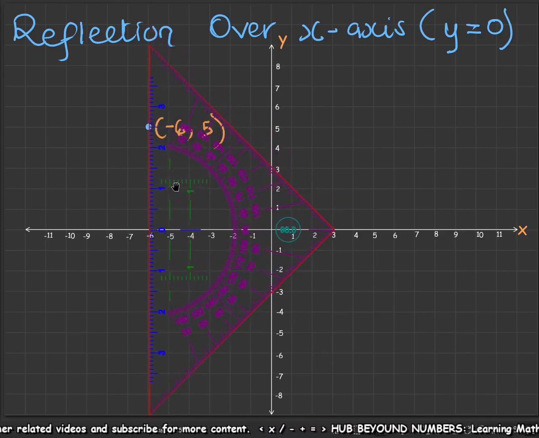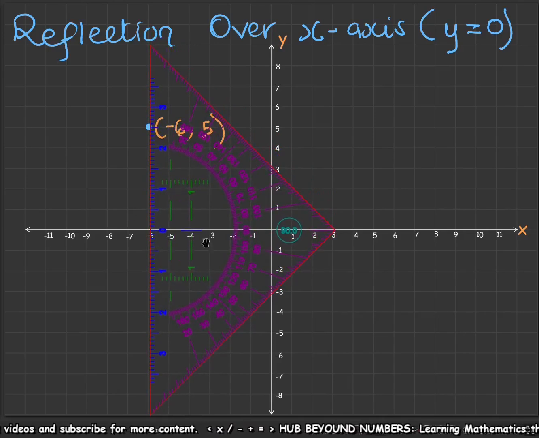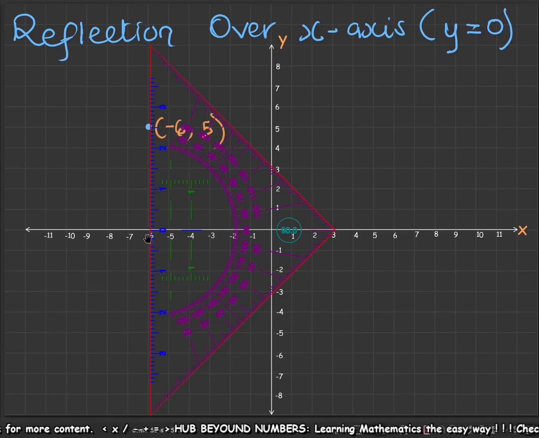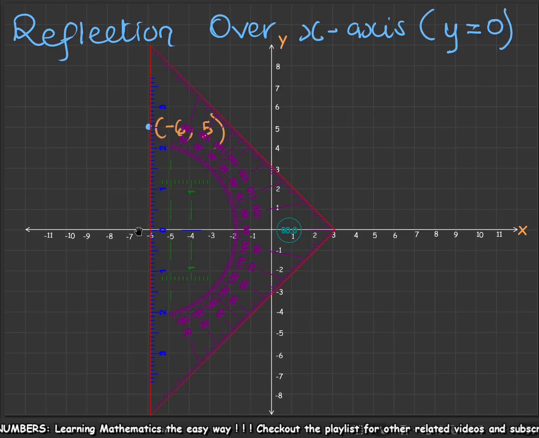Then you measure its distance from the x-axis. This is my x-axis, and as you can see, I have put my 0 over here. This is my 0 here. So I'll measure its distance to the point. Per my ruler, the distance to the point is 2.5 centimeters. You then come down.